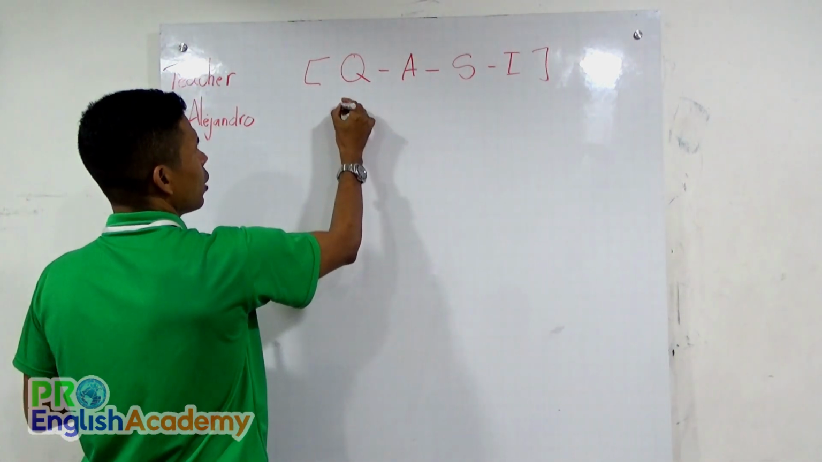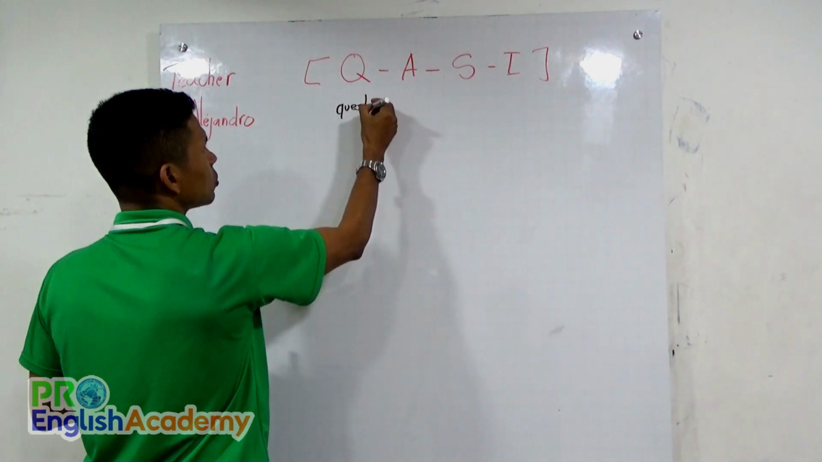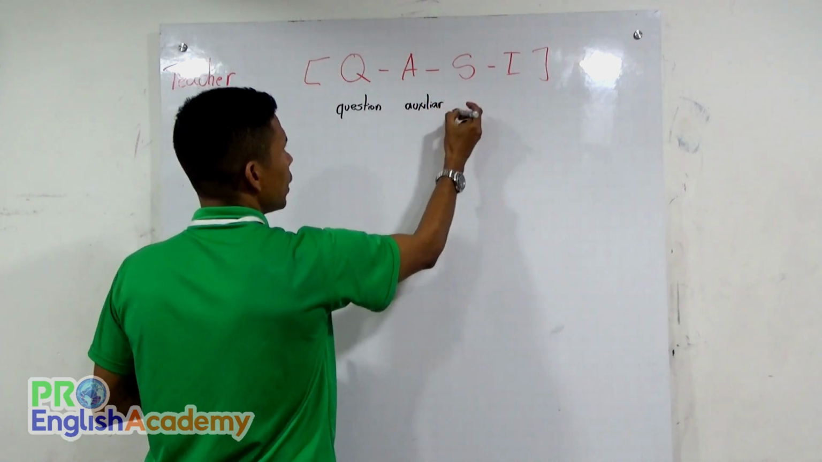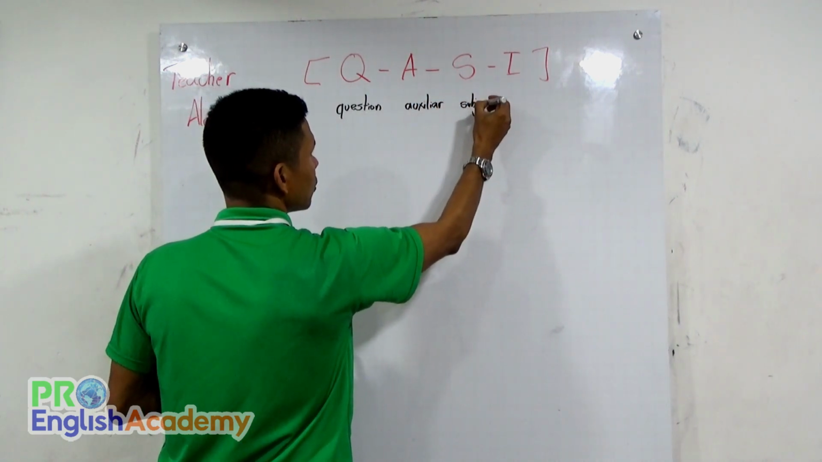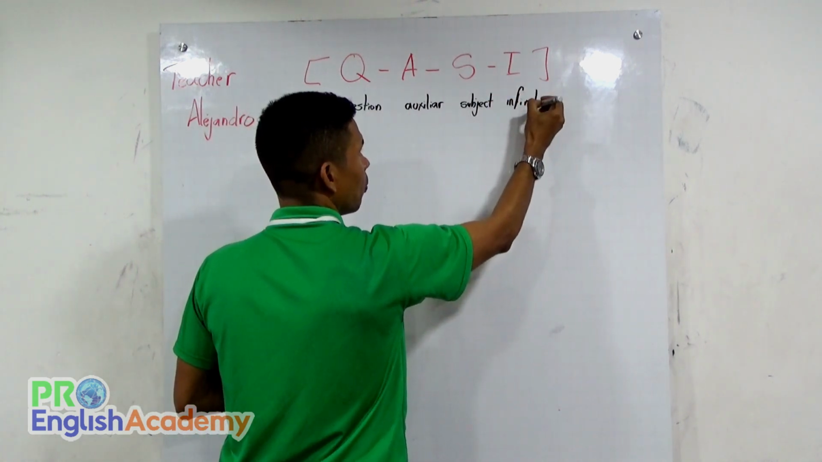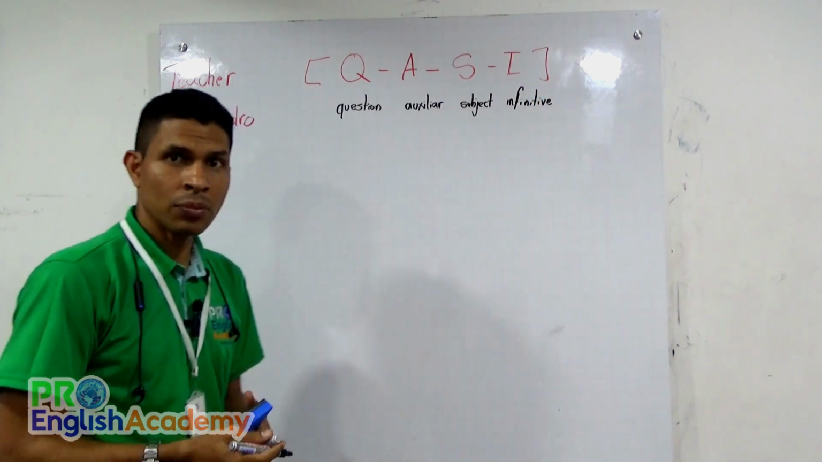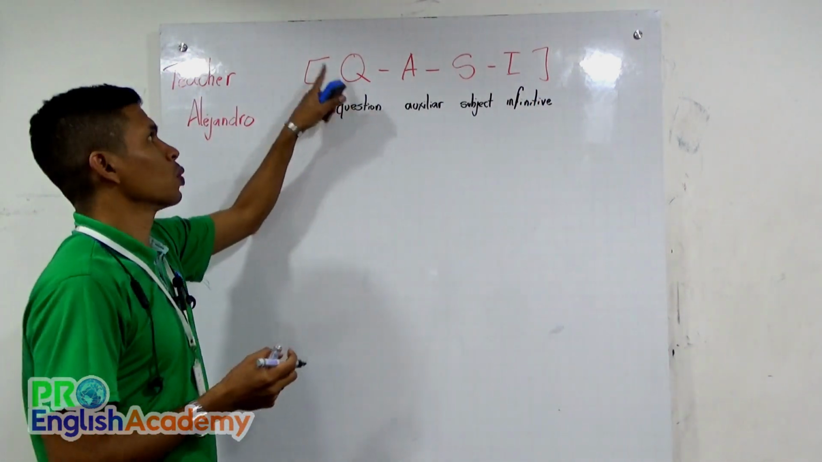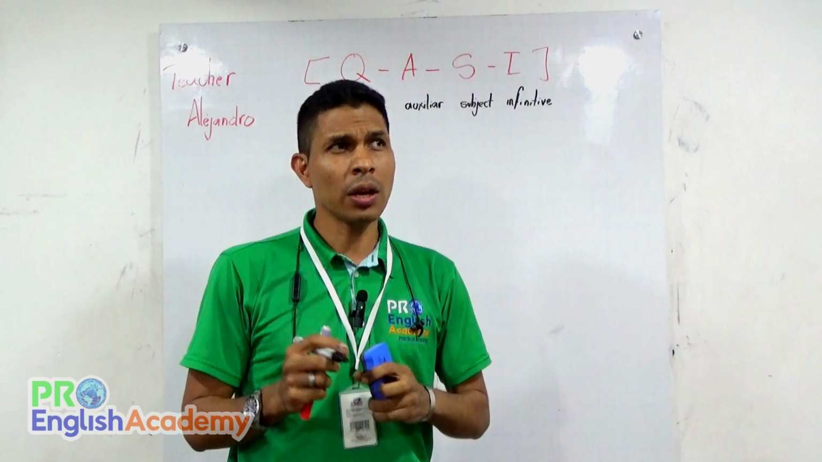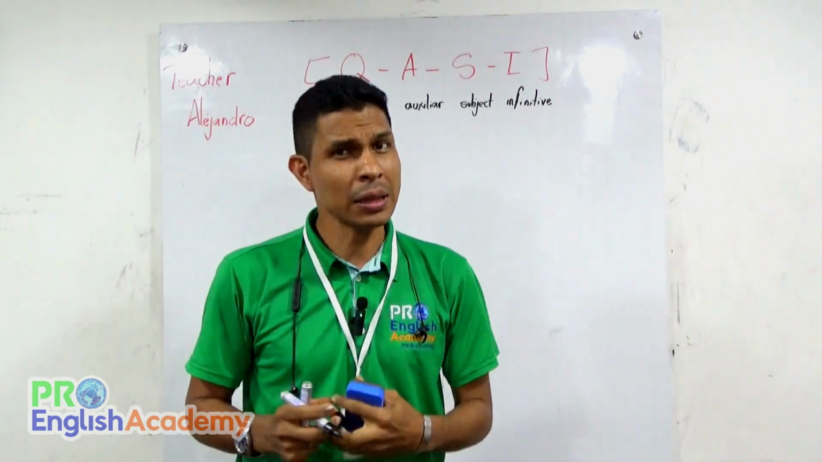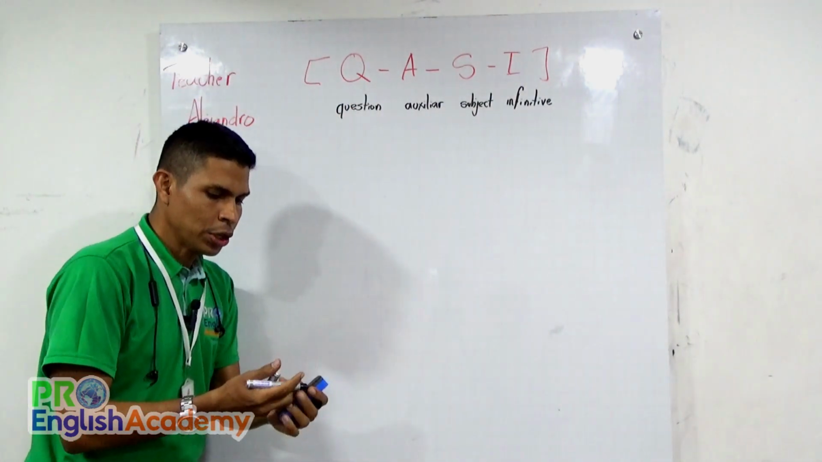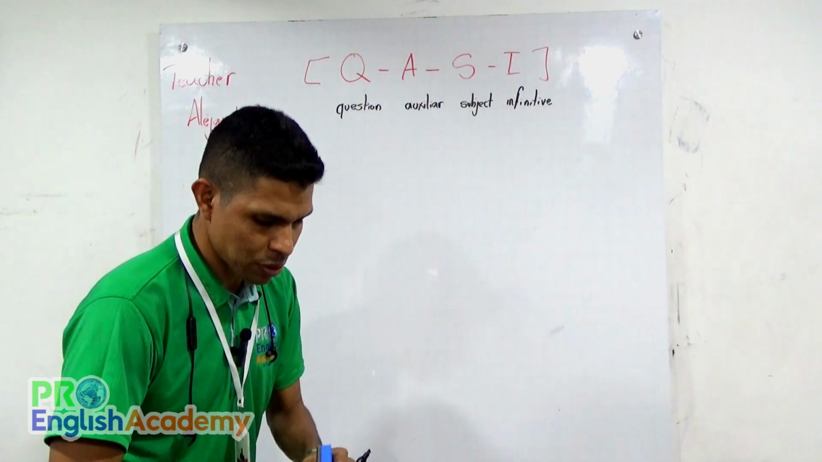QuASI is used for question, auxiliary, subject, and infinitive. All right? So, question, auxiliary, subject, and infinitive. In this moment, we are talking about the verb to be and the simple present. So, let's look at some examples. But first thing first, let's look at some double choice questions.